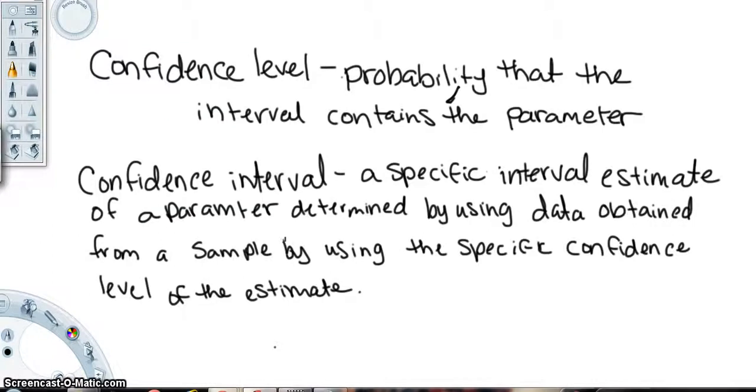So we have the confidence level, which is the probability that the interval contains the parameter. We also have the confidence interval, which is a specific interval estimate of the parameter determined by using data obtained from a sample by using the specific confidence level of the estimate. Three common confidence intervals that we'll be using are the 90%, 95%, and 99% confidence intervals.